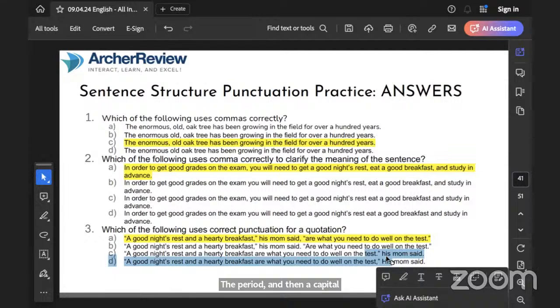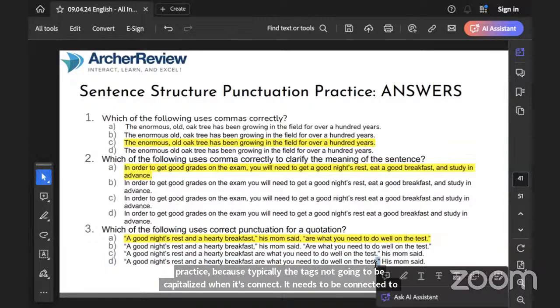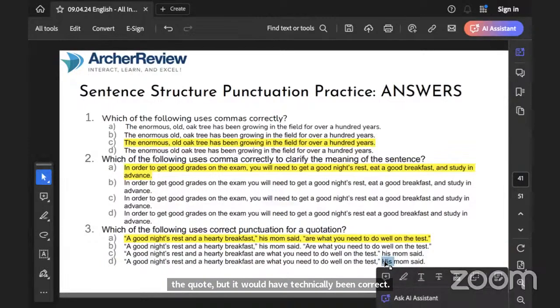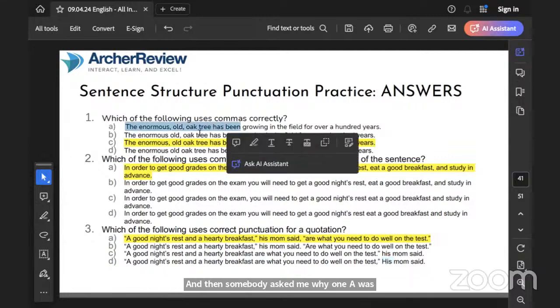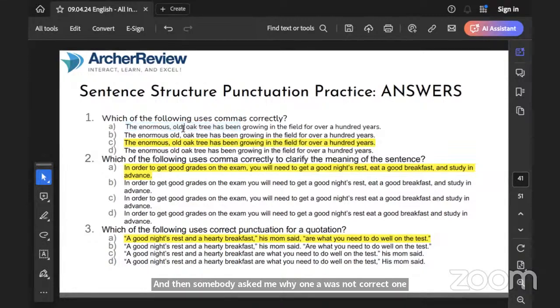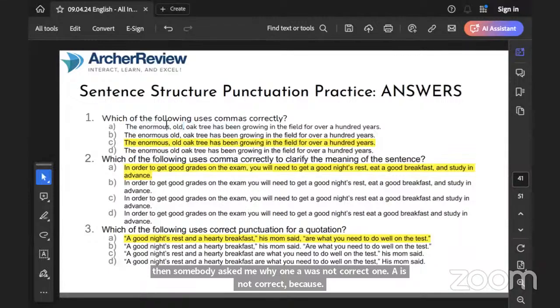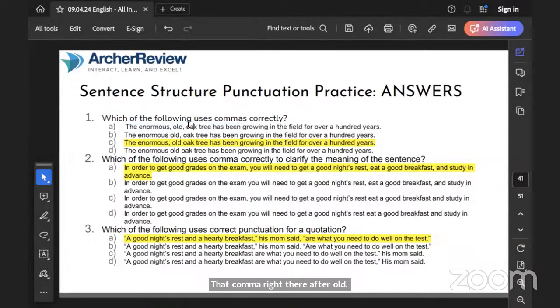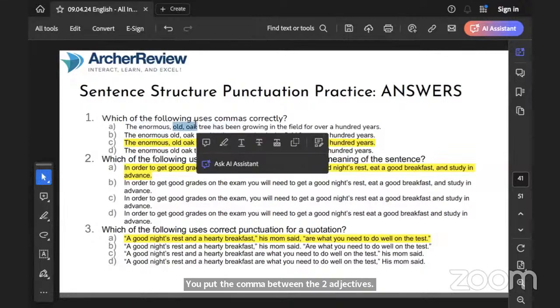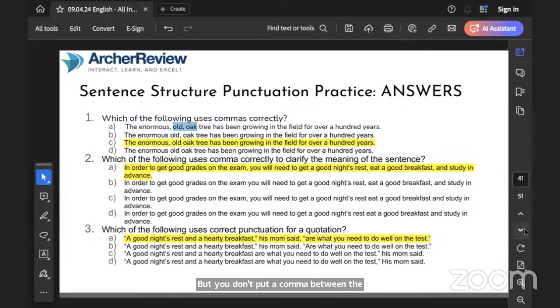It's not common practice because typically the tag's not going to be capitalized when it needs to be connected to the quote, but it would have technically been correct. If you're going to use the comma, you got to have a lowercase following it for the tag. And then somebody asked me why 1A was not correct. 1A is not correct because that comma right there after old, you put the comma between the two adjectives, but you don't put a comma between the adjective and the noun. So that was why that one was incorrect.